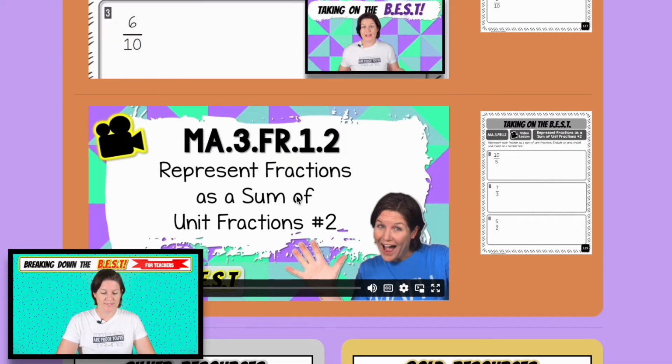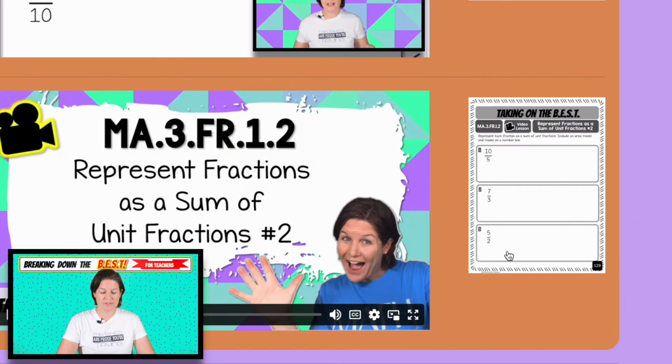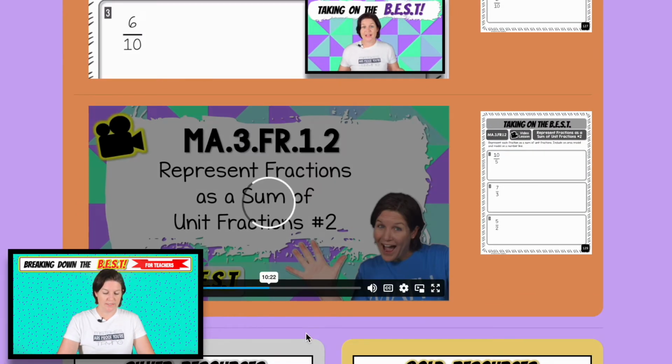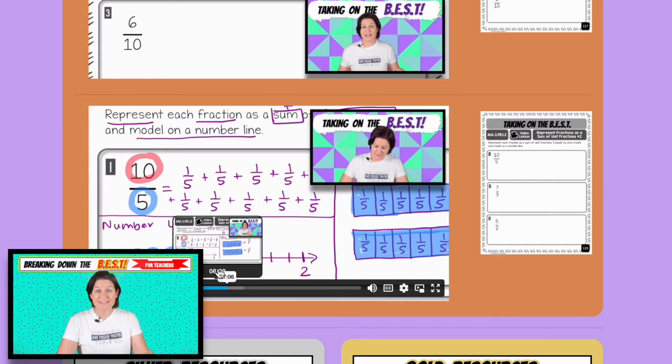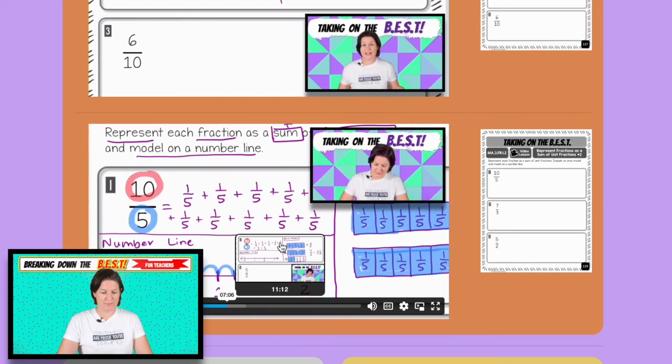And then this one is the sum of unit fractions, and you can see here that it's fractions that are greater than 1. So if we click on it, I'm just going to click somewhere in the middle. Let's see what we get. 6/5. Okay, so here we have 10/5. We're breaking it down as the sum of unit fractions. Over here, we have an area model and then a number line, breaking it down how you can model this on a number line. And you can see students will have to create those number lines. So that's awesome there.